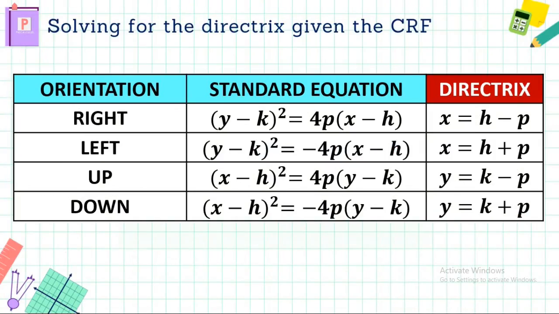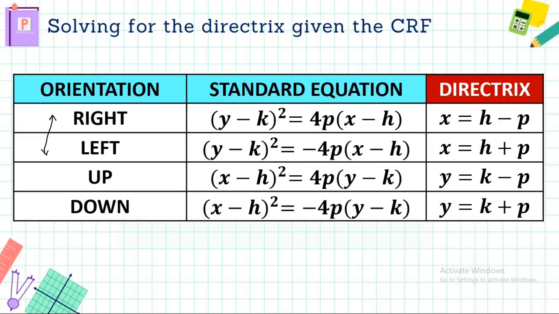Next part would be the directrix, and basically there will be just two options. It can either be an equation which is using variable x or an equation using variable y. Now if we use x, it will be a parabola that opens to the right and the left. Why x? Because x represents a vertical line. So the directrix of a parabola that opens to the right and to the left will be a vertical line. Therefore, we're going to use the equation as x.